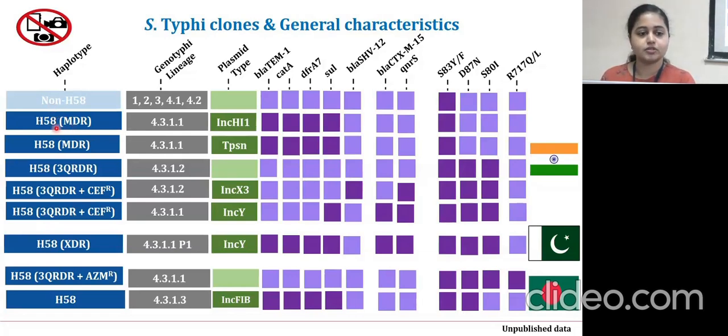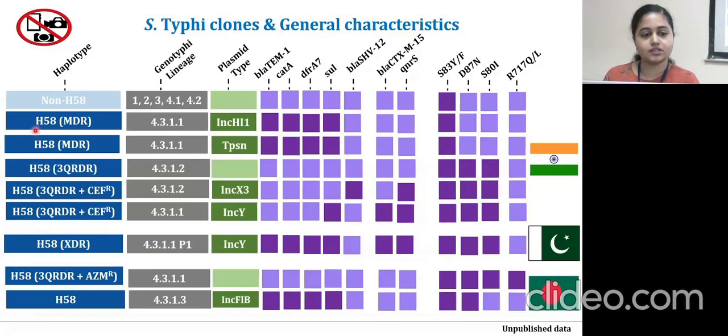So for example, this H58 MDR strain will also have different types of genotypic lineage. For example, this one will have 4.3.1.1, which will carry the plasmid IncHI1. That will have resistance to the blaTEM-1, that is the ampicillin, catA for chloramphenicol, dfrA7, and sul for the SXT. So different lineages of H58 will carry different plasmids, and that will code for different antibiotic resistance.